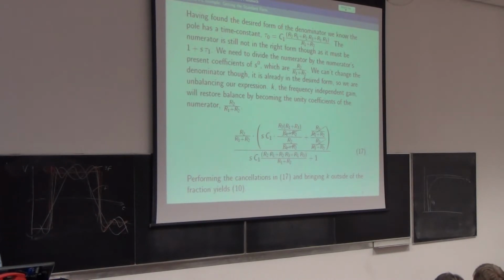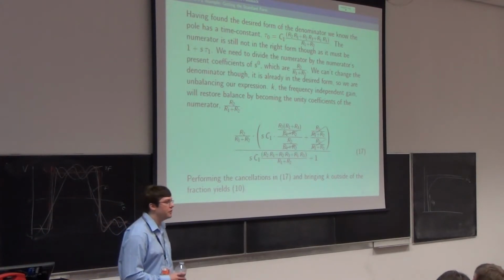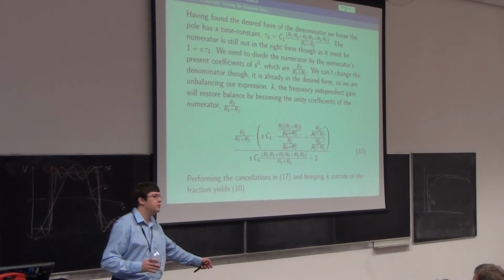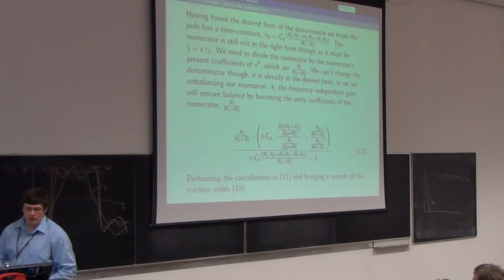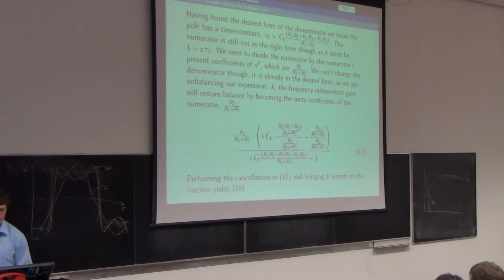We can't change the denominator because it's already in the desired form, so we will unbalance our expression. We're going to divide the top by something, and we're not going to divide the bottom by it, and that means our expression is changed. It's no longer the expression we started with. We mathematically fiddled with it, and we have to unfiddle it to make it true later.